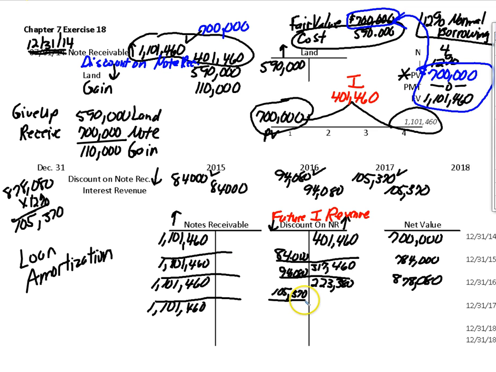Now the balance in the discount is going to be 118,010. And the carrying value, or the net value, is what I told you earlier, 983,450. So then those three numbers go on the balance sheet. The 105,370 goes on the income statement last year.